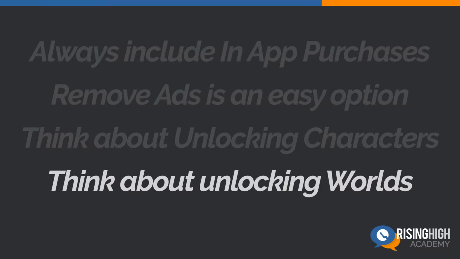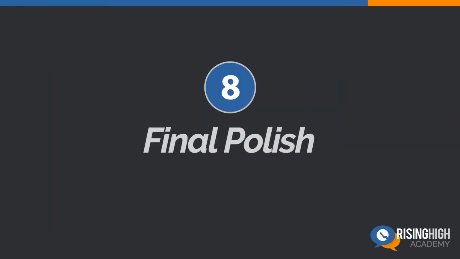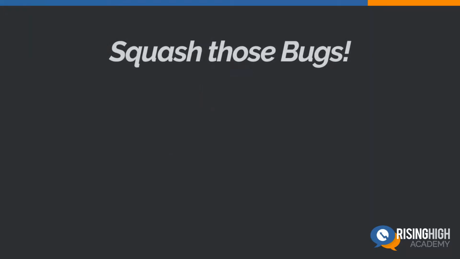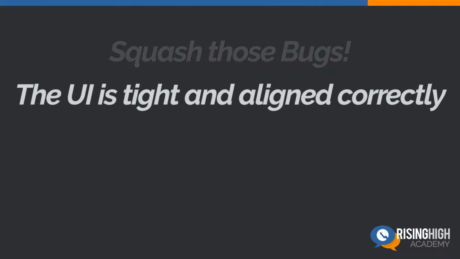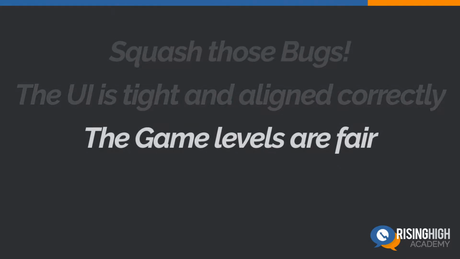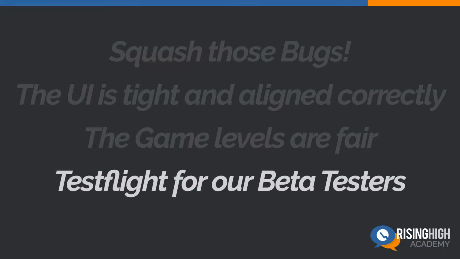Alrighty then, so we are on to number 8, which is the final polish, and this is where we start to ensure that our game is absolutely bug free, making sure that all the UI is lined up correctly, making sure that the player is not cheated at any point in the game. It's also the point where we'll invite our TestFlight and beta testers to get in there and make sure that everything's looking okay for us.